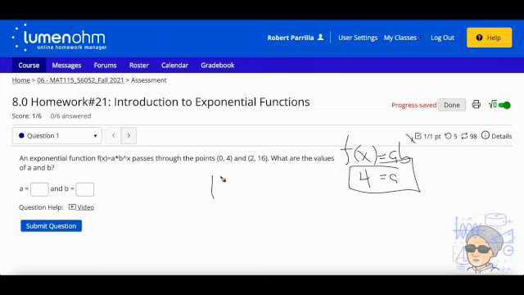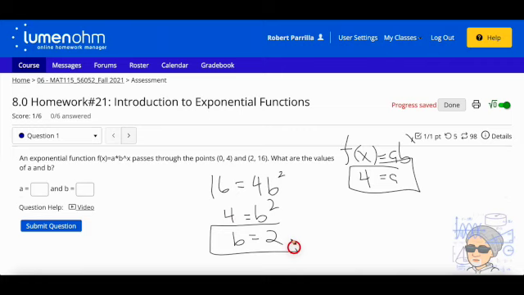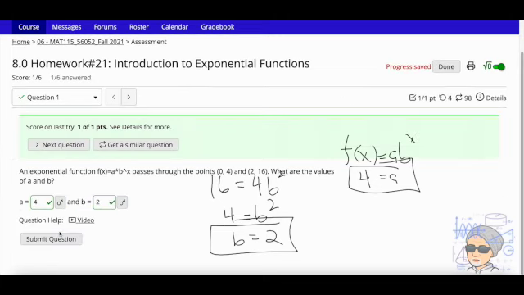Now, 16 is equal to 4 times b squared. And what's that going to give you? Well, it's going to give you a perfect square in this case. So you're going to divide 16 by 4. You're going to get 4 is equal to b squared, which obviously is going to lead to b equaling 2. So now you have your b. So a is 4 and b is 2. Okay, so we're going to put that in. And those are really easy once you get the idea.